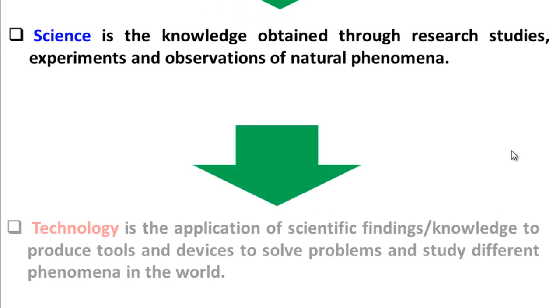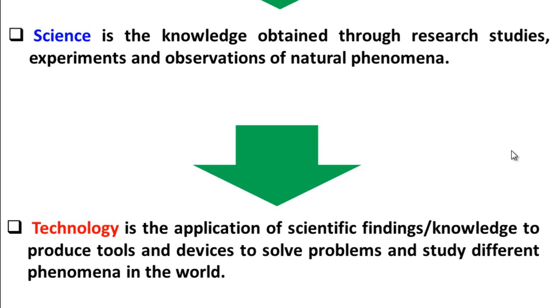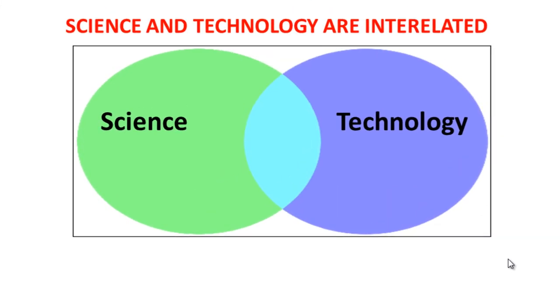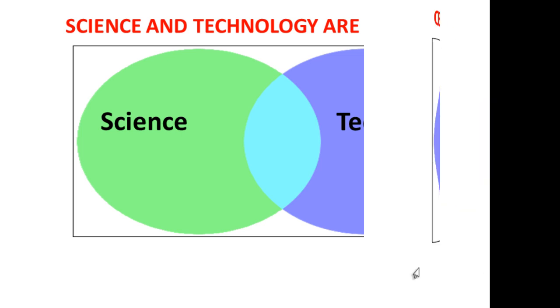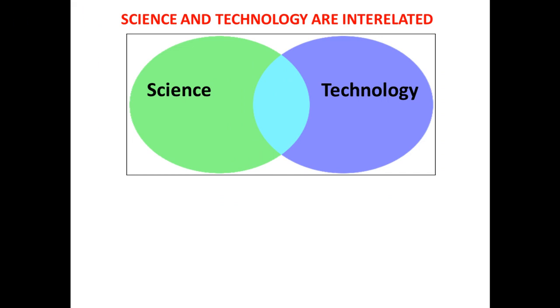As for technology, it can be briefly defined as the application of scientific findings or knowledge to produce tools and devices to solve problems and study different phenomena in the world. This diagram explains the relationship between science and technology. So as you see, science and technology are overlapped. That is, they are interrelated or interconnected.